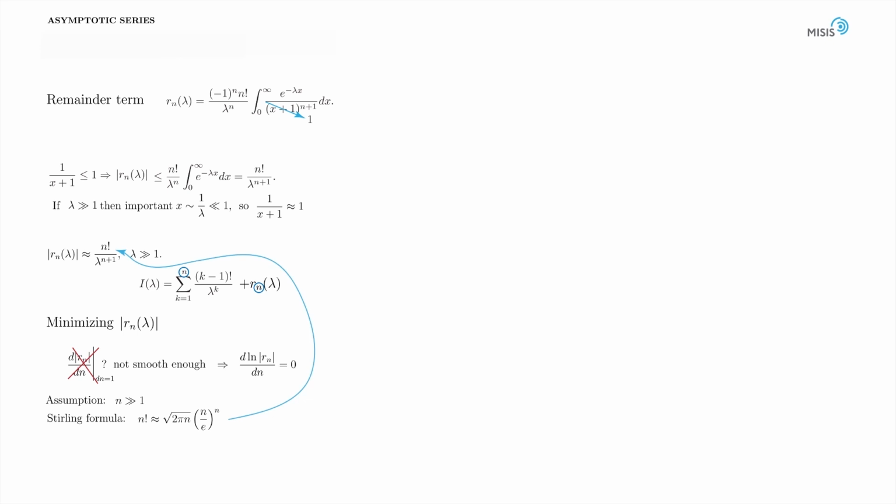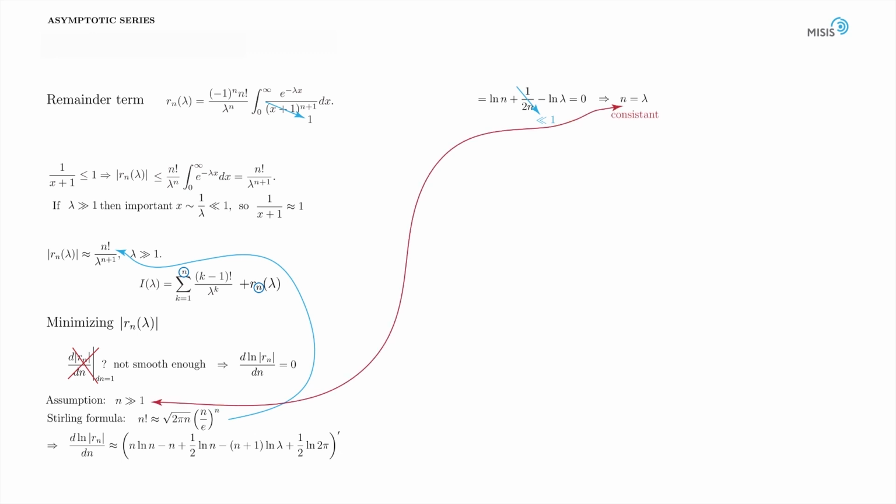Next, we plug it into the formula for the remainder and take the log derivative. And the result is as follows. This equation is easy to solve by consecutive approximations. By assumption n is large, so let's drop 1 over n term for now. As a result, n is equal to lambda. So the initial assumption is satisfied. Now let's find the correction.